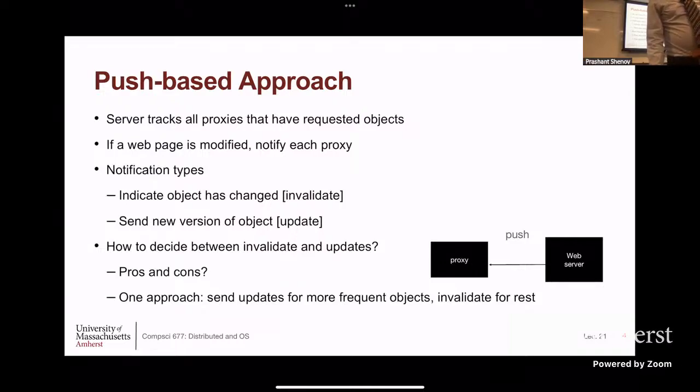Okay. And whenever a web page changes, it can look at the list of which proxies have cached that specific URL, and then it has to send a notification. It has to notify the proxy. The notification could be one of two types: an invalidate message that's going from the server to the proxy, or an update message. Invalidate simply means this URL has changed, invalidate it from the cache, which means remove it from the cache.